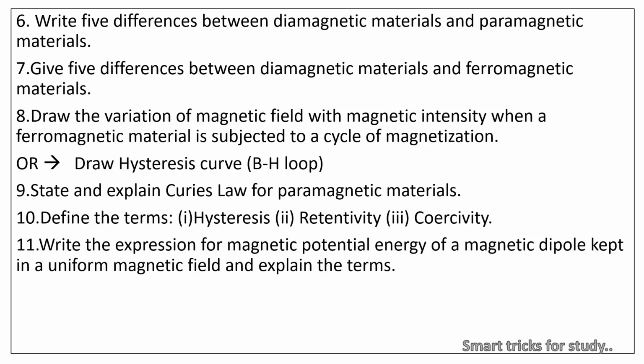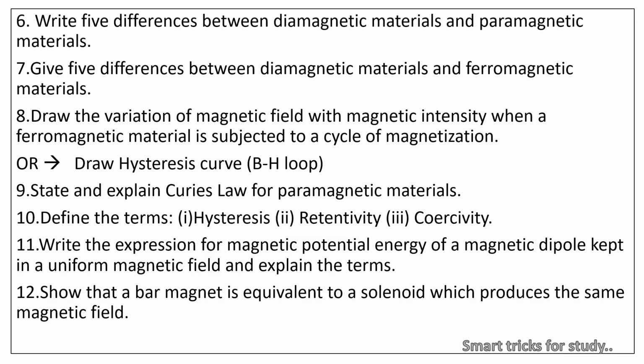11. Write the expression for magnetic potential energy of a magnetic dipole kept in a uniform magnetic field and explain the terms. 12. Show that a bar magnet is equivalent to a solenoid which produces the same magnetic field.